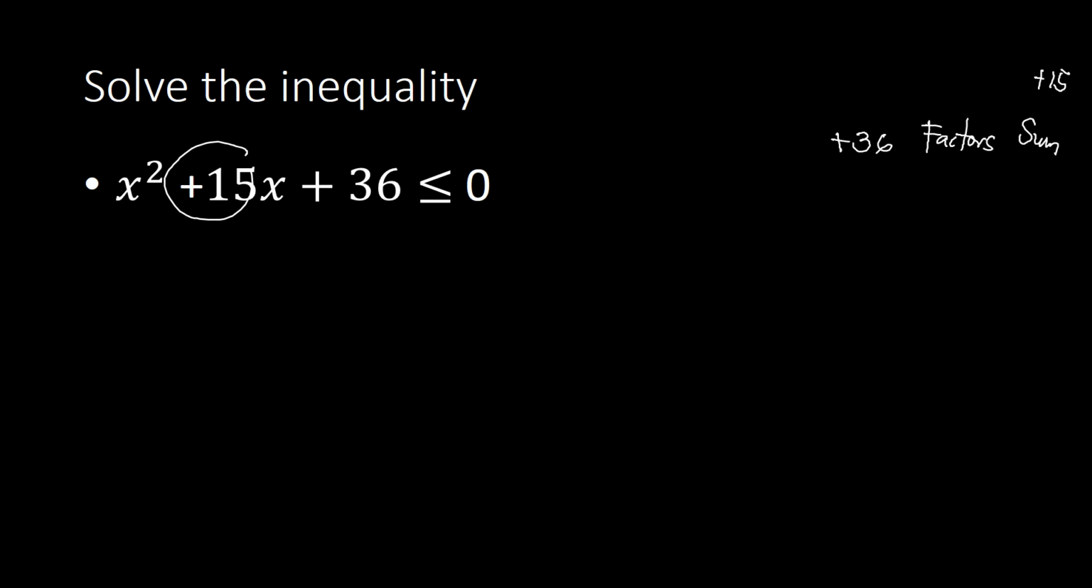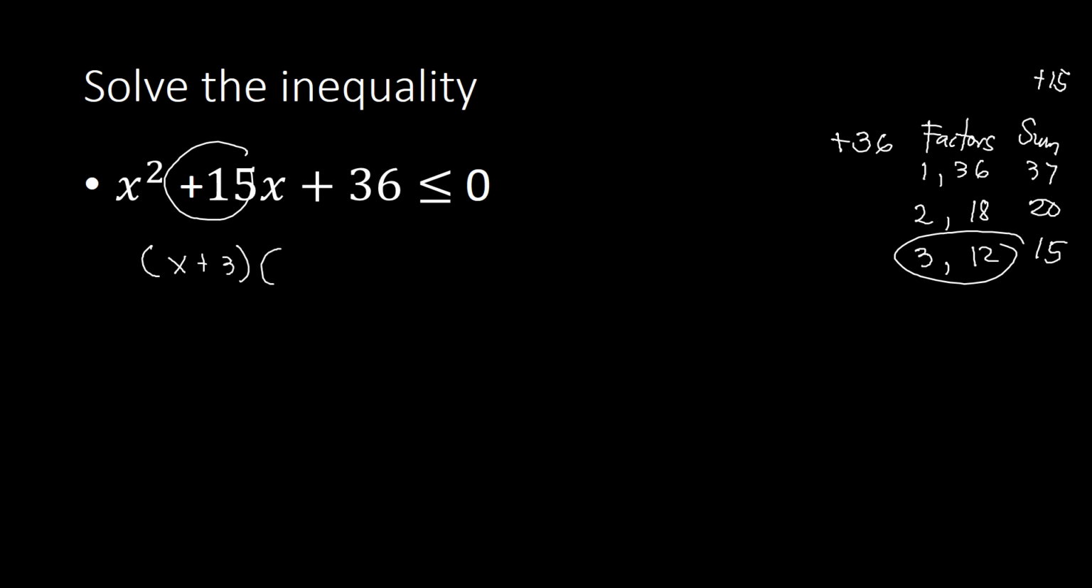Now to get a positive result when adding, your factors must be all positive. So we start with 1 and 36. Adding that one, that will be 37. We go for 2 and 18. Adding that one, that will be 20. And then we go for 3 and 12. Adding that one will be 15. So there you go with your factors. We can factor this out. X plus 3 times x plus 12. And this is less than or equal to 0.